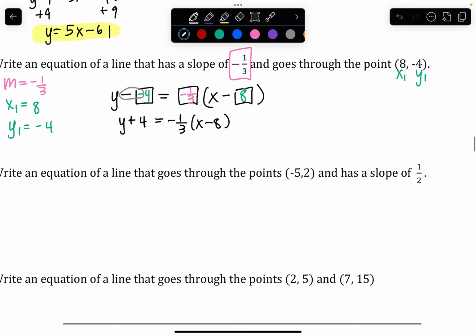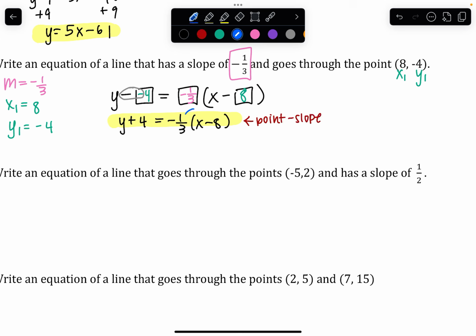Okay, so if they don't specify slope-intercept form, you can leave your equation just like this. This is the correct point-slope form in its simplified form. If they want you to convert to slope-intercept form, first you distribute, and we would get negative 1/3 x plus negative 1/3 times negative 8 is positive 8/3. And then our last step is to subtract the 4.